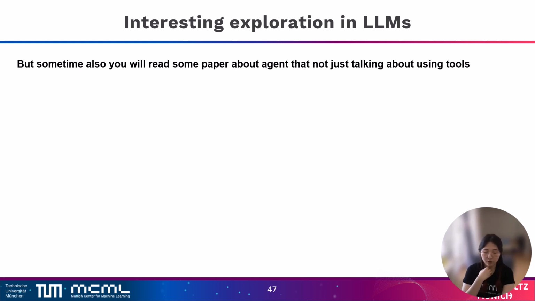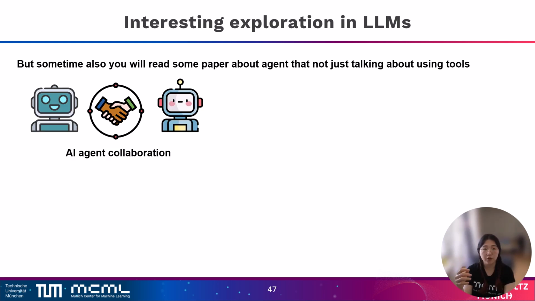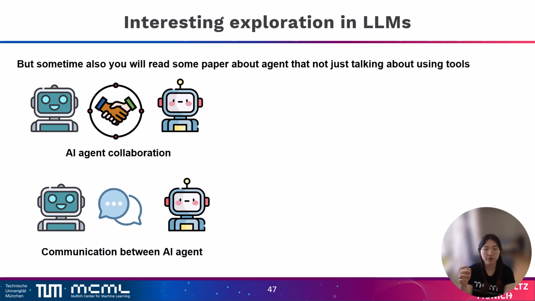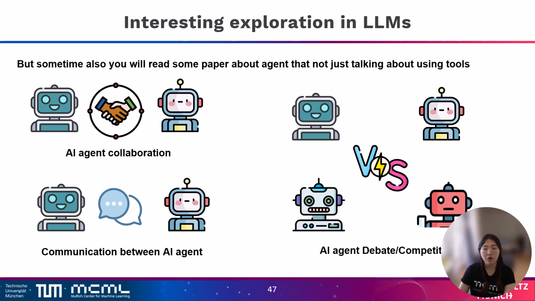And I just told you about some papers on teaching models to use tools. But sometimes you will also read papers about agents that are not just about using tools. Maybe you will look at some papers about collaboration and communication between AI agents, or sometimes even debate and competition.